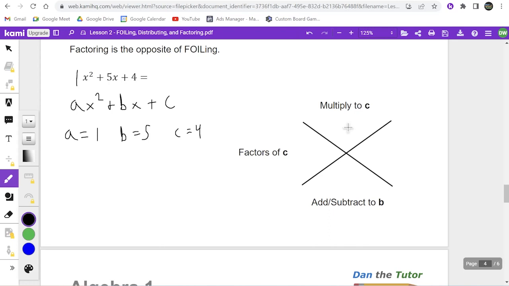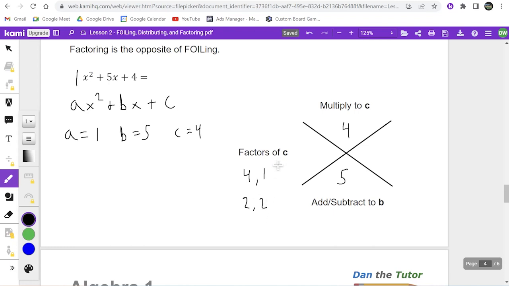And here's what you fill out here. Okay, you fill out multiply to c. Well, c is 4, so you put a 4 in this top box. Add or subtract to b. And the reason why it's add or subtract, I'll explain later. But basically, b equals 5, so it's a positive 5 down here. And now you have to list out the factors of c. So remember, c is 4. What are the factors of 4? You've got two combinations. One combination is 4 and 1. The other combination is 2 and 2.